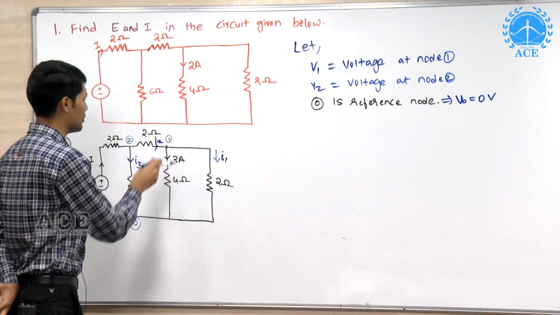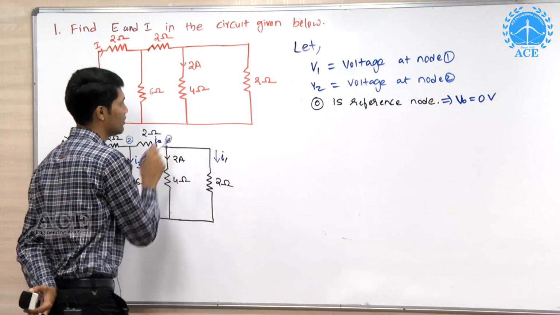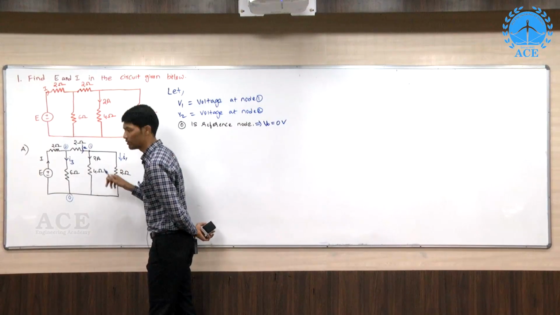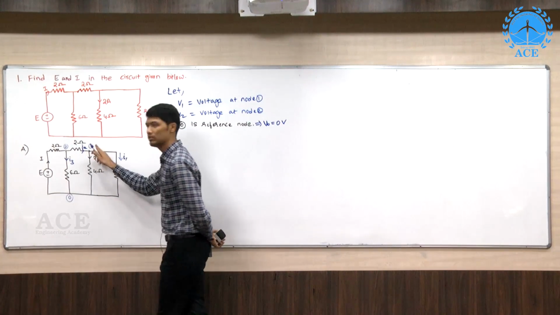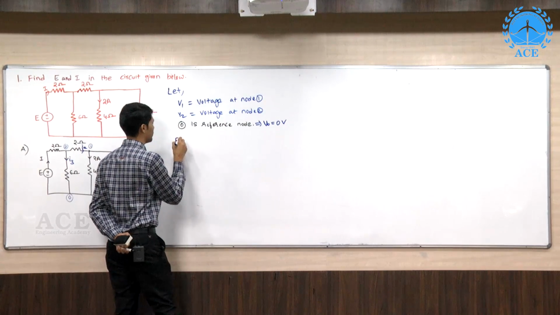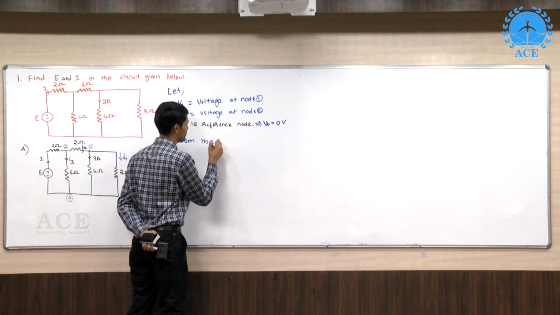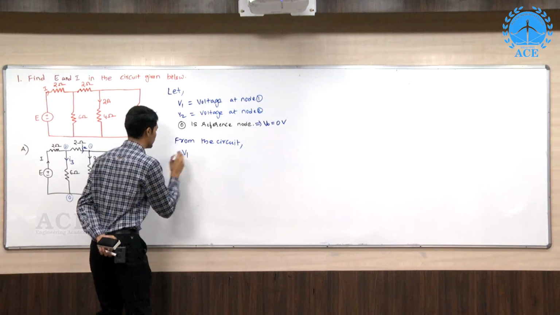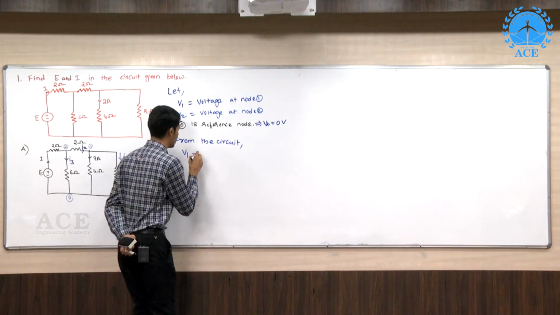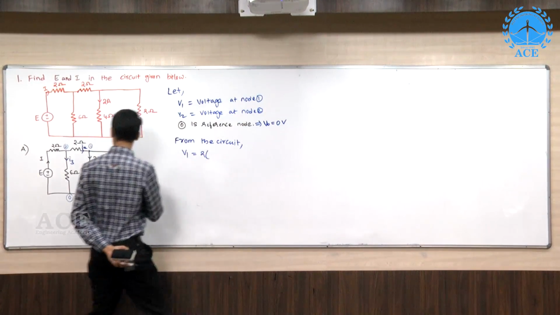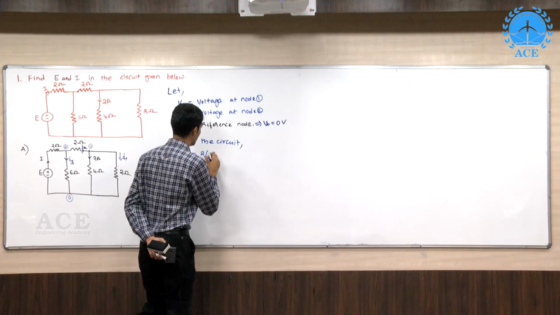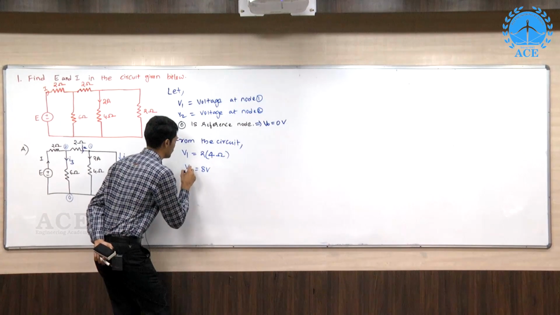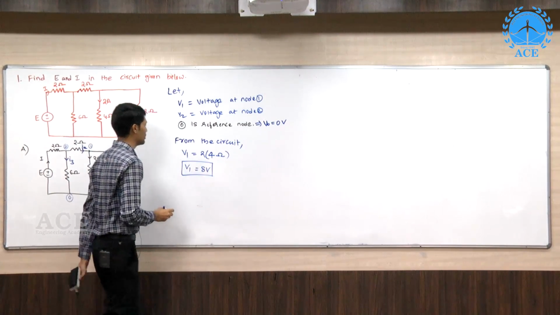Now first of all, we have to find the voltage at this node. From this circuit, since the current through this resistor is given, we will find the voltage at this node. Okay. So from the circuit, V1, that is the voltage at this node 1, is equal to the current going through this resistor into the value of this resistance, which is 4 ohm, that is equal to 8 volt. So V1 is equal to 8 volt.